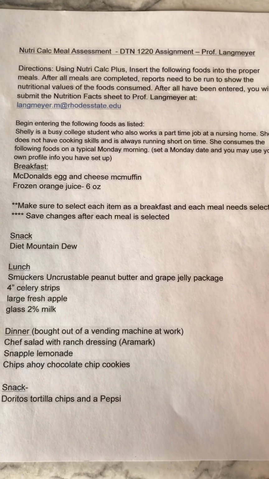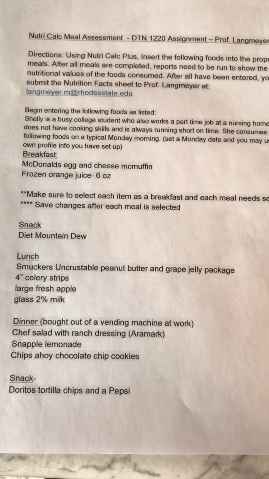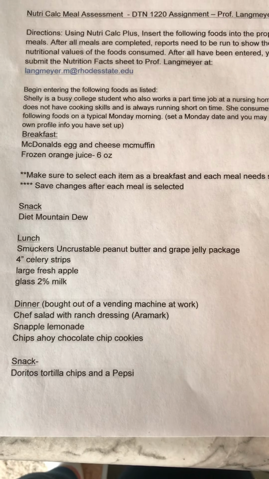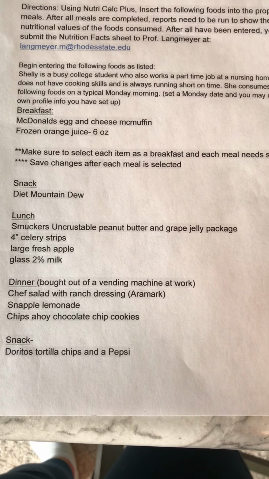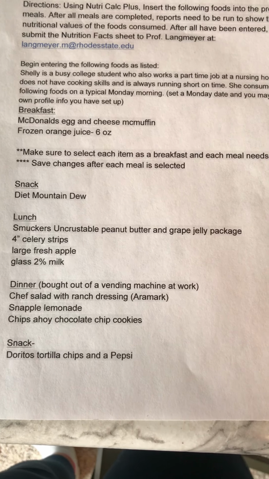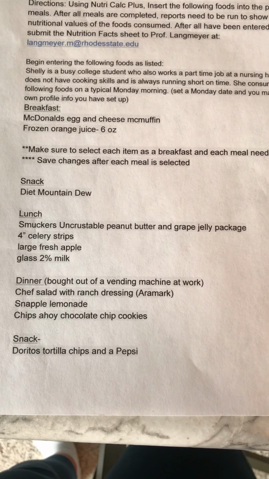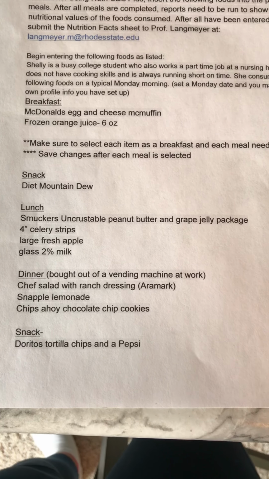So you will type in her McDonald's egg and cheese McMuffin and frozen orange juice. And again, make sure you label that as breakfast meals. Then you'll go into her snack and you'll say she had a Diet Mountain Dew. Her lunch, she's got a Smucker's Uncrustable Peanut Butter and Jelly Sandwich packet, 4-inch celery strips, a large fresh apple, and a glass of 2% milk, glass being 8 ounces.